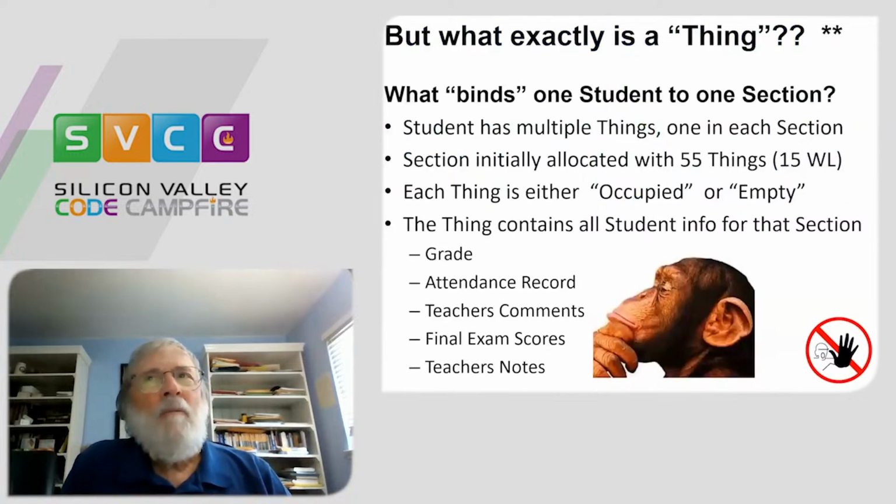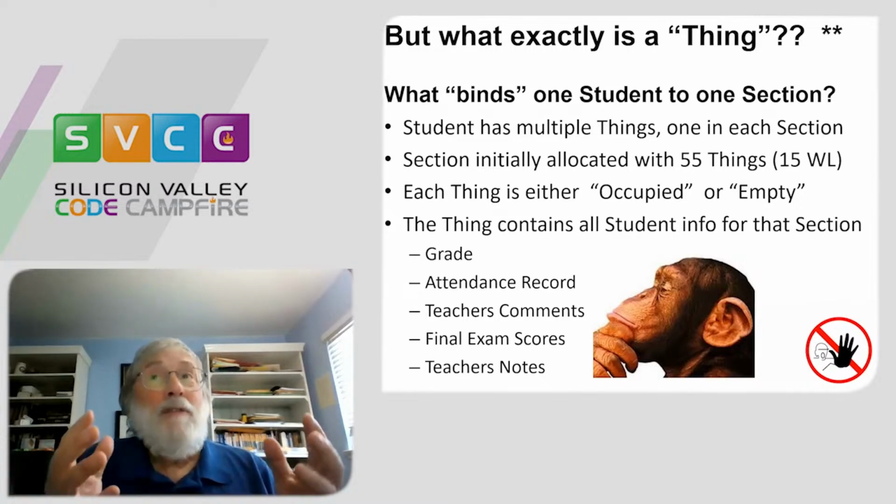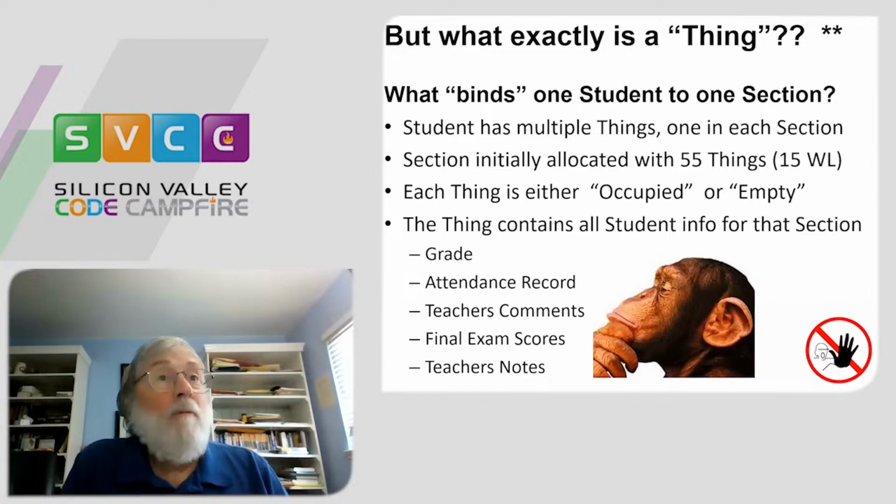So we start thinking, because we're software architects, we think, what binds one student to one section? Well, a student has multiple things. A section is allocated with, in the case of a typical section, 55 things. It has room for 55 students, 15 of them waitlisted. A thing is either valid or invalid, whether there's a student there or not. And it contains grade, attendance records, and so on.